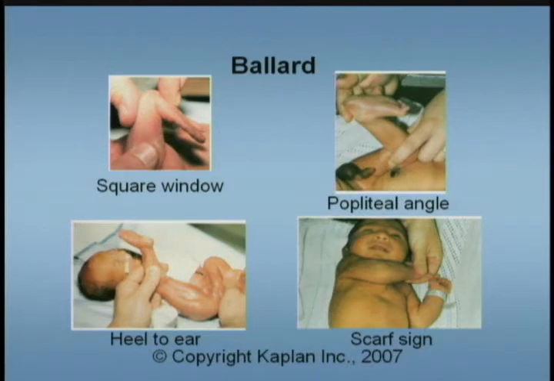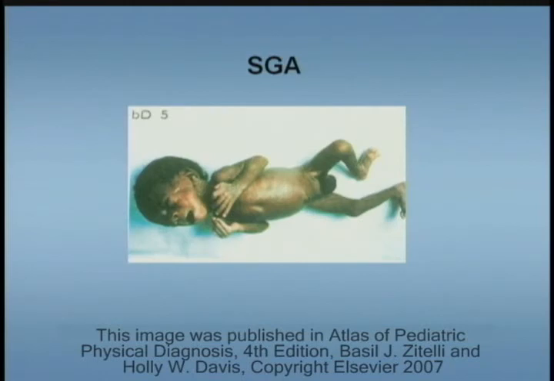Some of the things that we look at with the Ballard scoring system, it helps with the physical exam, are things such as the square window, and basically these are things that help us to see the muscle tone of the baby. As the baby gets closer to term, the baby gets better muscle tone. So we look at the square window, the popliteal angle, which is the angle of the back of the knee, the heel to ear. These babies that are preterm tend to be much more flexible, and so we'll have different angles. And the scarf sign is when we take the arm and move it across the chest. The more preterm the baby, the farther around it'll go. This is a small for gestational age baby. So this baby could be term, just light.